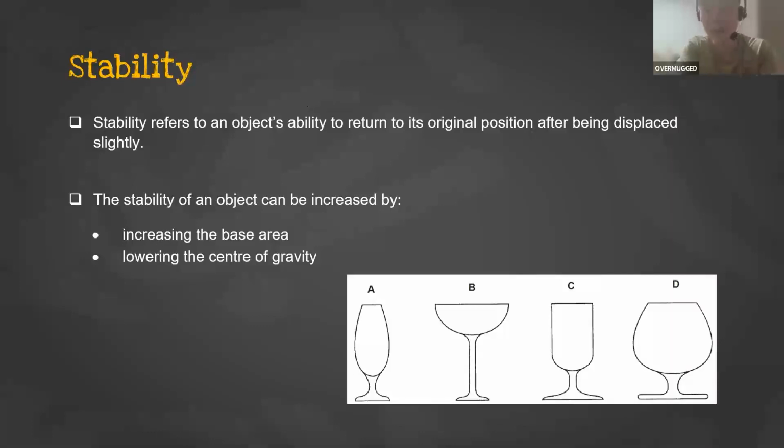Okay, then stability. Stability refers to an object's ability to return to its original position after being displaced slightly. If something is stable, it will return to its original position if you displace it slightly. The stability of an object can be increased by increasing the base area, having a wider base area, and lowering the center of gravity.